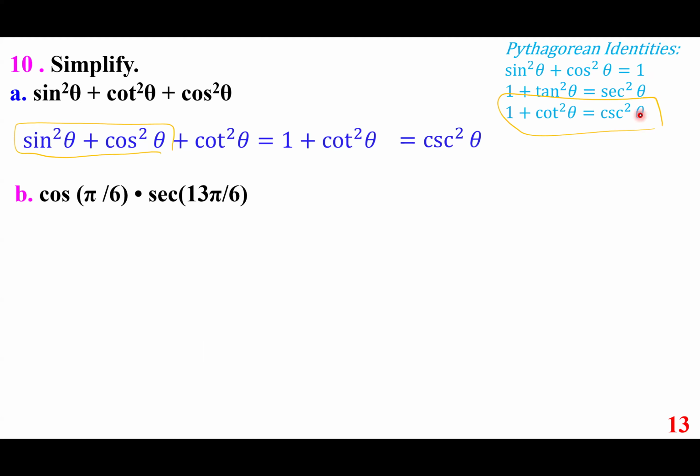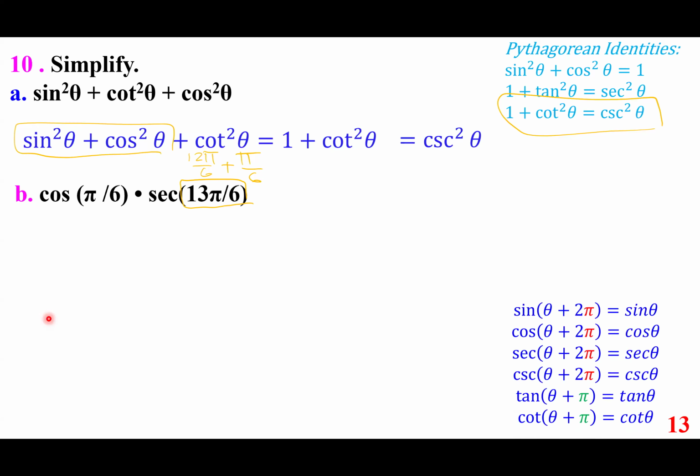Cosine of pi over 6 times secant of 13 pi over 6. And the first thing I want you to know is that this is 12 pi over 6 plus pi over 6. And 12 pi over 6 means 2 pi, reminding you of the fact all trigonometric functions are periodic. So we can take out 2 pi or 12 pi over 6. So it becomes cosine of pi over 6 times secant of pi over 6.